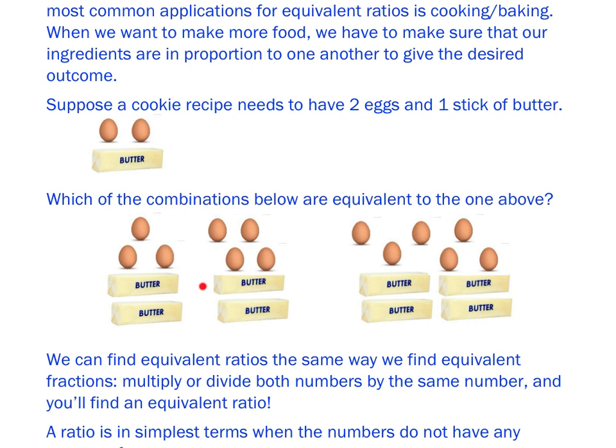So this one is not, because you double the butter, right? You double the butter, but you don't double the eggs. This one here, you double the butter and you double the eggs. So this one is okay. This one here, you multiply the butter by 4. But if you multiply 2 eggs by 4, it means that you should have 8 eggs. And here there's only 6 eggs. So it's not this one, it's not this one, but this one works. So no, no, and yes. Okay?